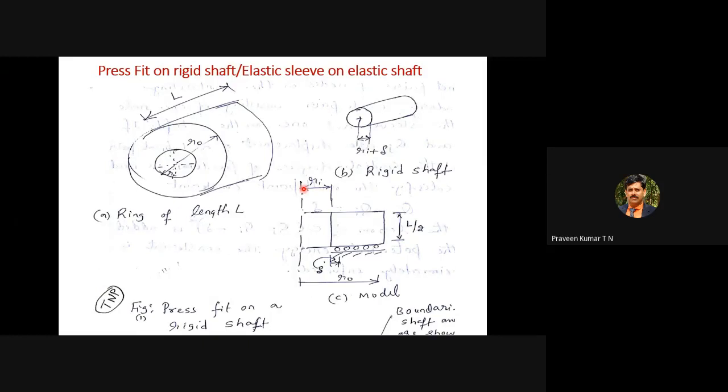One more is press fit on a rigid shaft. Imagine you have the rigid shaft. It is fitted into the sleeve or hollow cylinder. Then there may be deformation along the radial direction. Most of the time, there is no change in dimension along the longitudinal direction. There may be the deformation along radial direction.